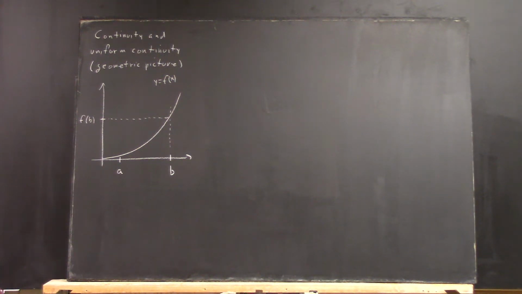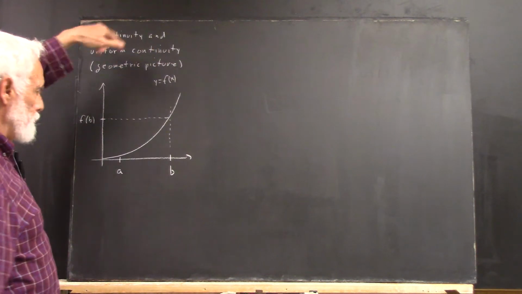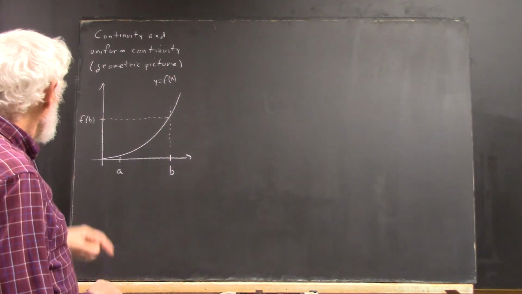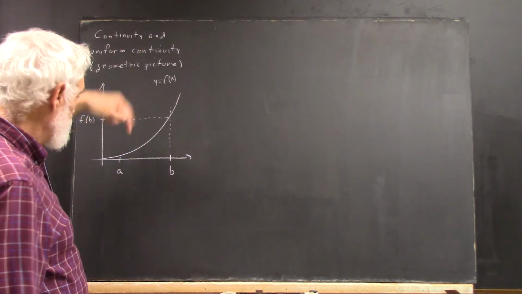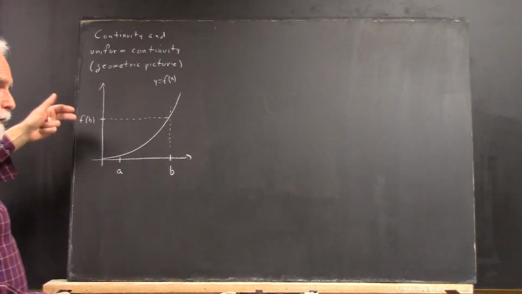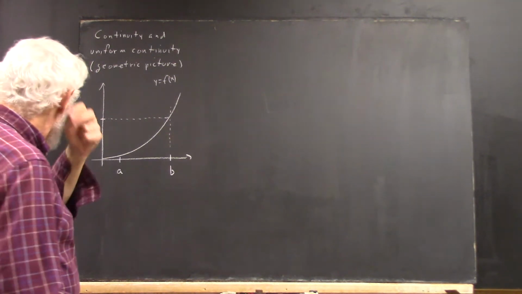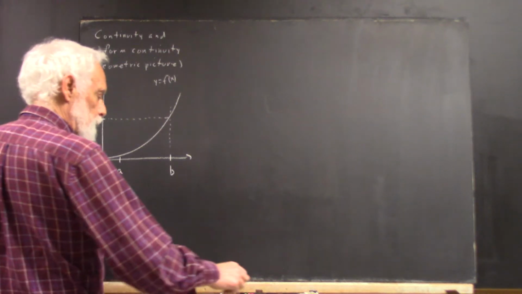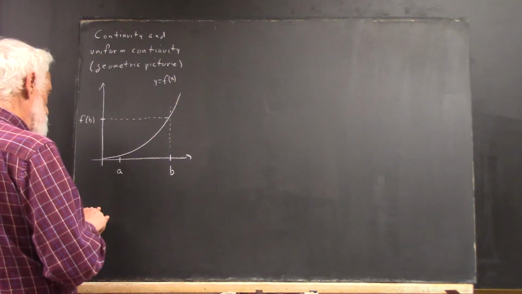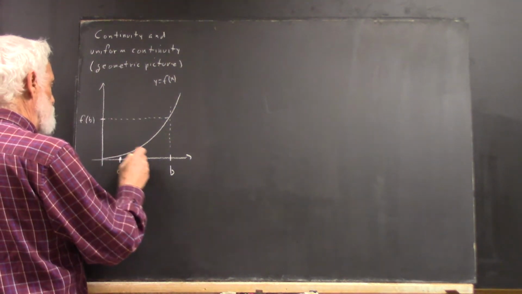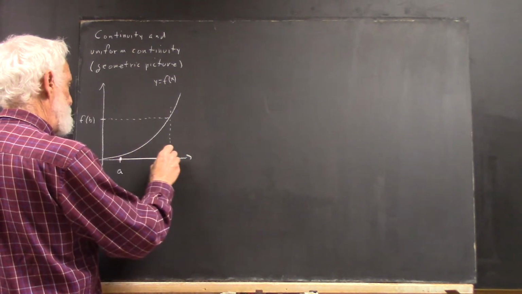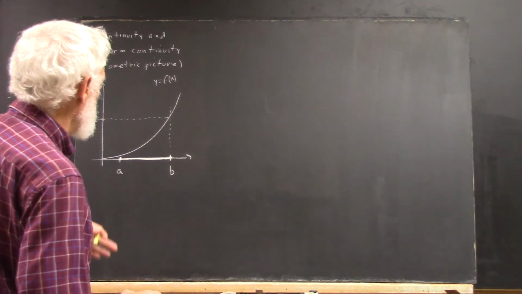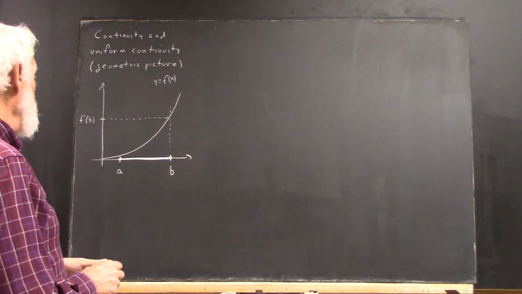Okay? So we want to talk, just in terms of geometric properties of graphs, about continuity and uniform continuity. Okay, so we have here a graph of some function, probably some power function, maybe exponential, plus or minus a constant, in an interval from A to B. And we're going to talk about continuity on this interval. So we're going to make this a closed interval from A to B. We're going to establish that if the function is as pictured, we do have uniform continuity.